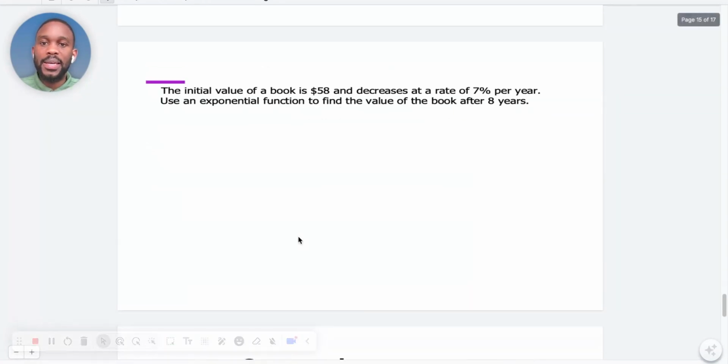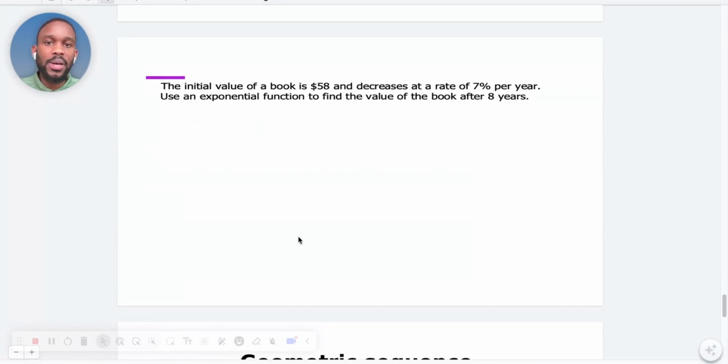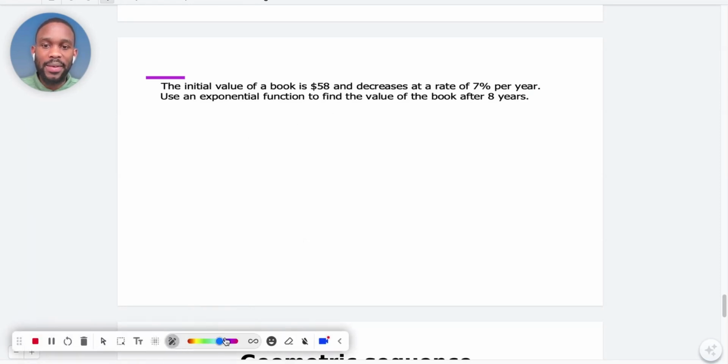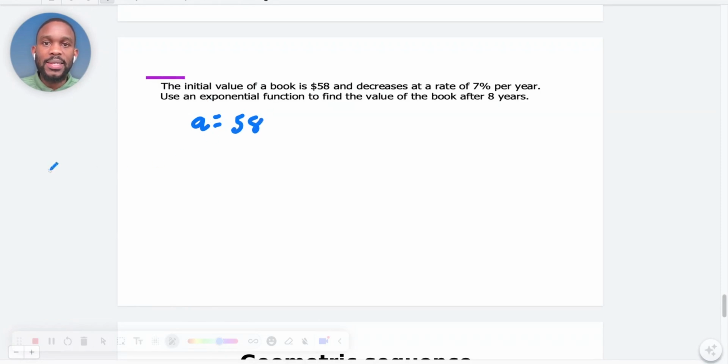In this example, they're telling us that the initial cost of a book is $58. So that is our A, everyone. That's the initial cost. A is $58. And they're telling us that it decreases at a rate of 7%. So our R is 0.07. If you're wondering how I got 0.07, 7% is the same as 7 over 100, which is 0.07. And then they want us to get the cost of this book 8 years later.